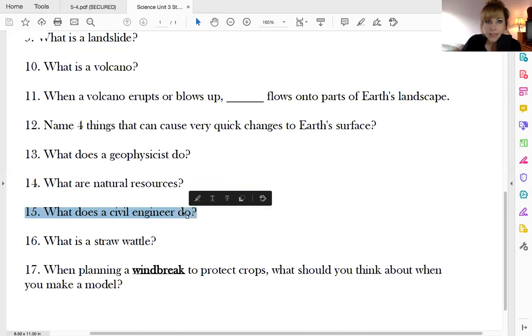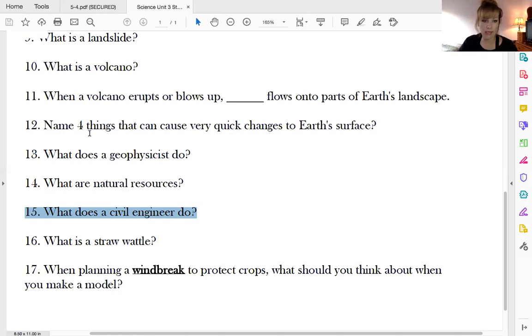Number 15 says, what does a civil engineer do? Now, if I go to my index, it tells me civil engineers is located on page 62 and page 63. And a civil engineer manages construction projects. So they're in charge of constructing things and kind of being in charge of it, right?